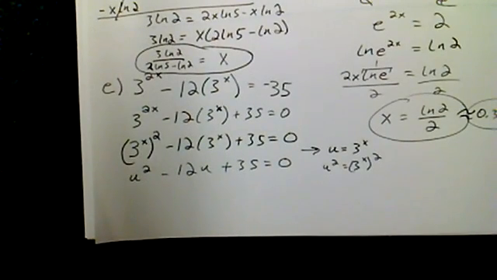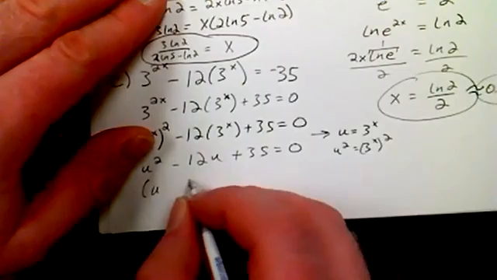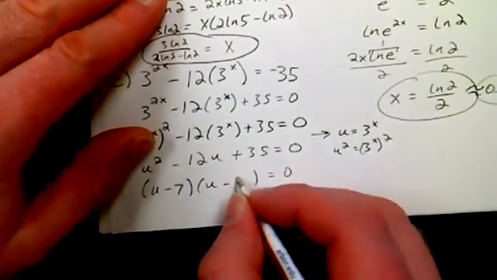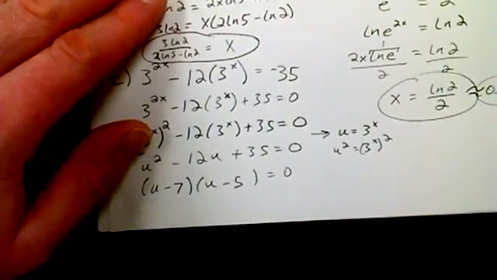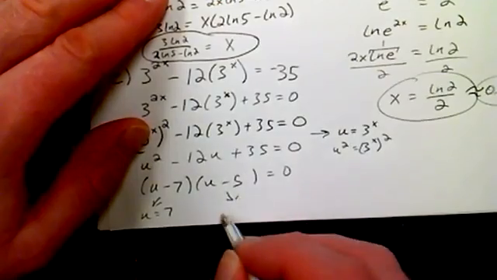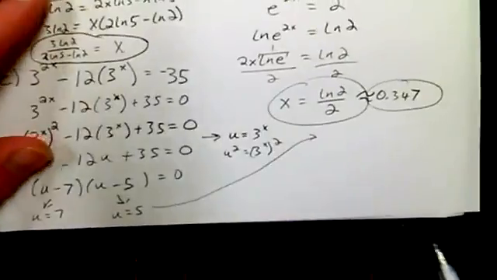Okay. Now, we're going to solve for u, but then we're going to re-plug in what u is to get x. So I believe this factors as, let's see, we have a u, how about a minus 7 and a minus 5? Okay. So I can see here we get u equal to 7. Here we get u equal to 5. But we don't want what u is. We want what x is.